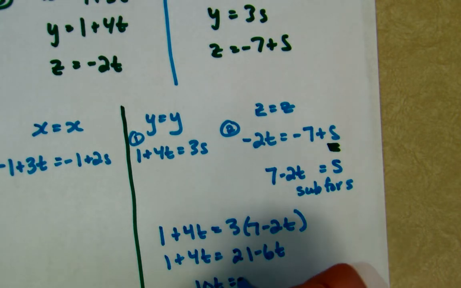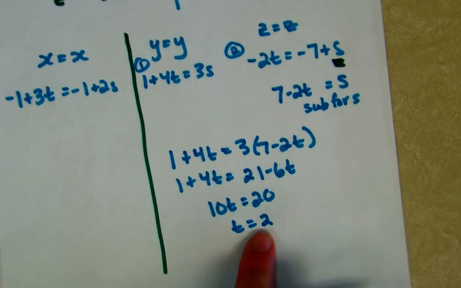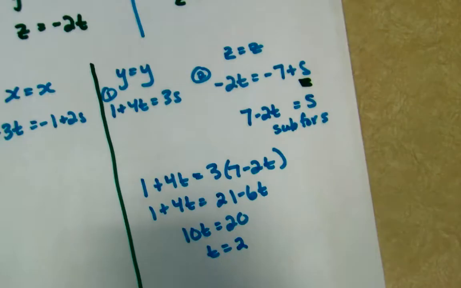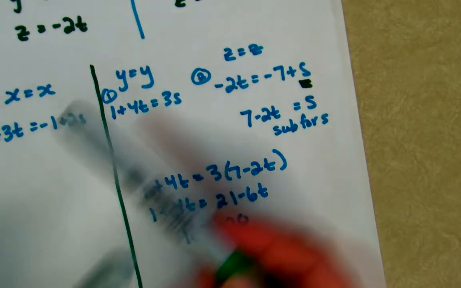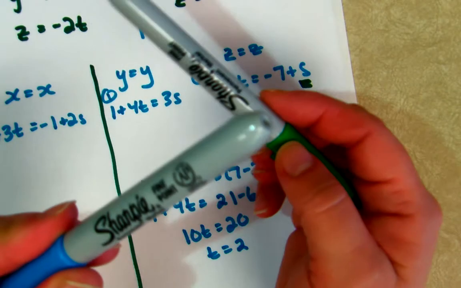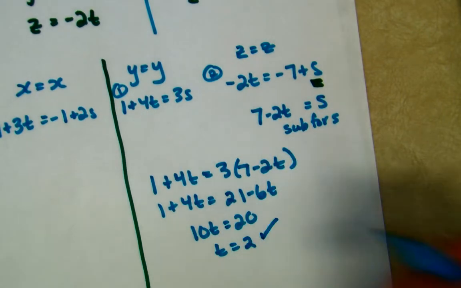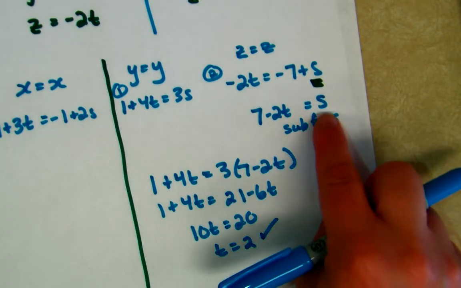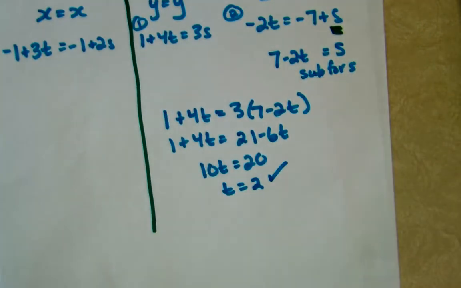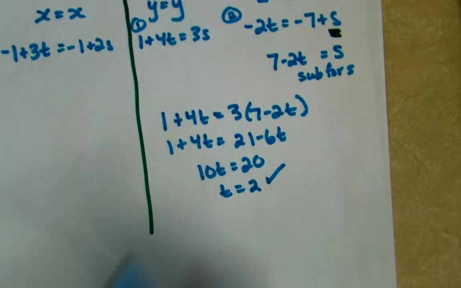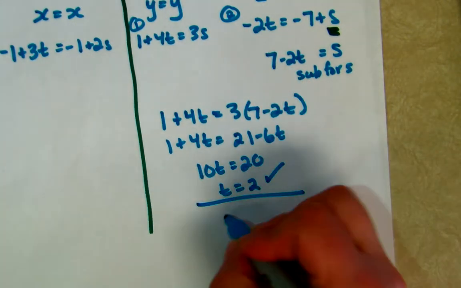So 10t equals 20, so t equals 2. So I got a solution, but the problem is if I just take t equal to 2 and put it in here, the lines could actually be intersecting or they could be missing. So what you need to do is, in 3 dimensions, you find your t. You need to find the other parameter as well, and this is why the last time I found the other parameter. But in 2 dimensions, you don't need both parameters. But in 3 dimensions, I need to find both of them.